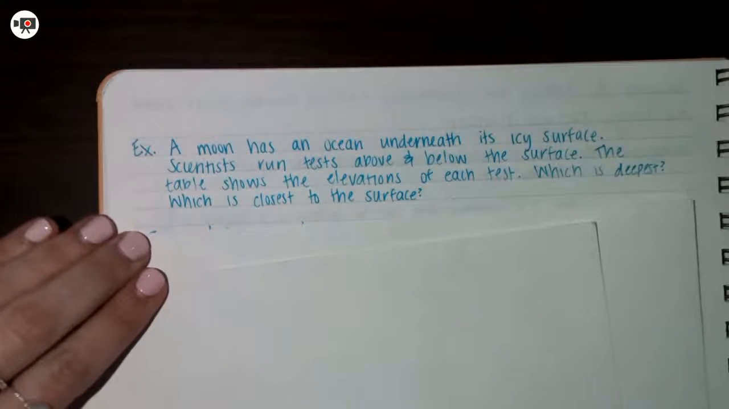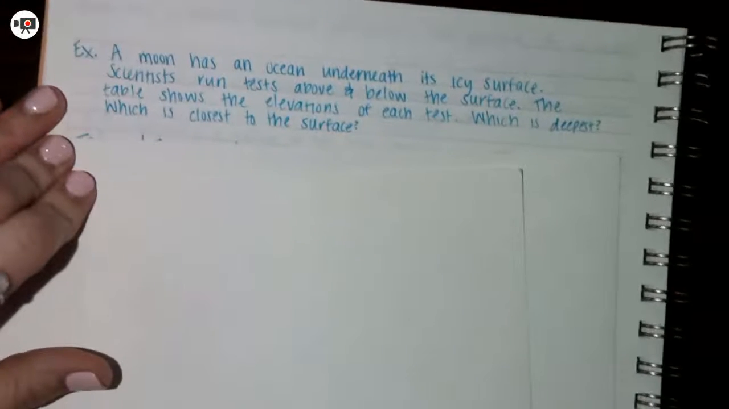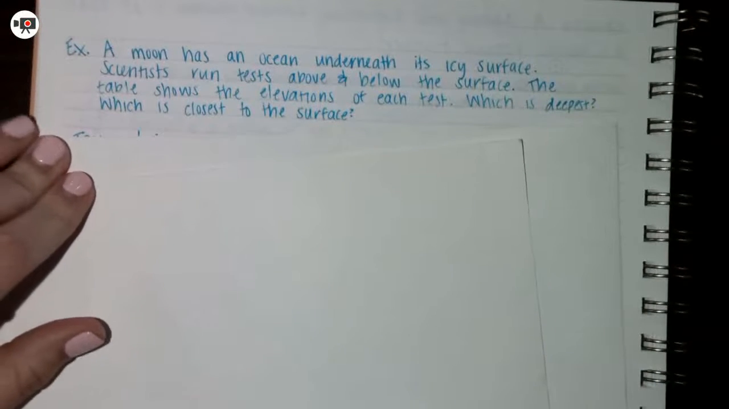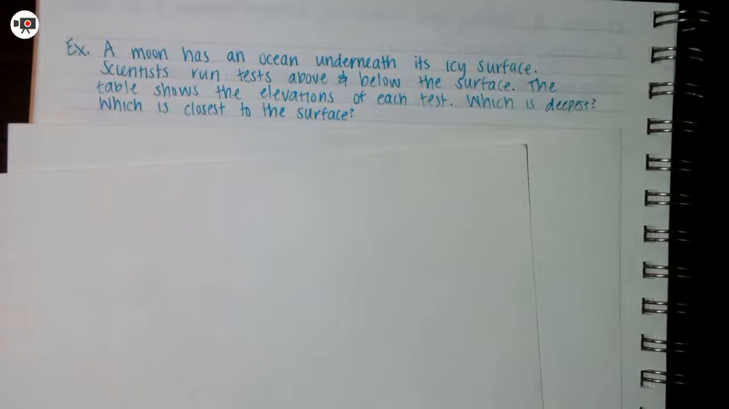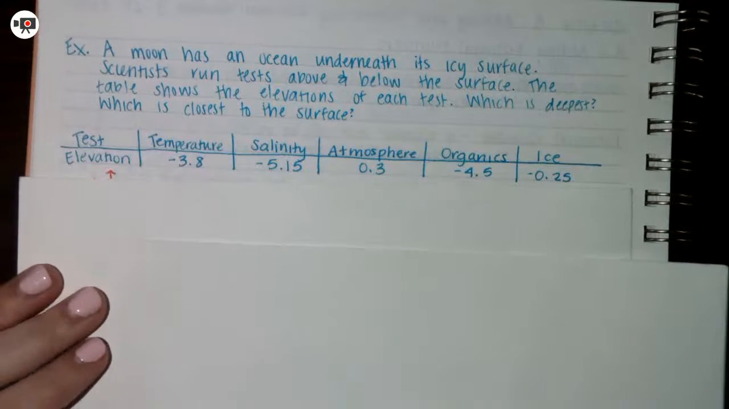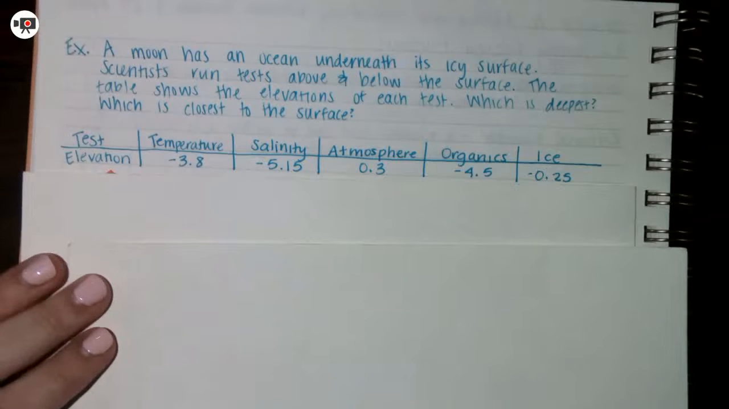Alright, a moon has an ocean underneath its icy surface. Scientists run tests above and below the surface. The table shows the elevations of each test, which is deepest and which is closest to the surface.